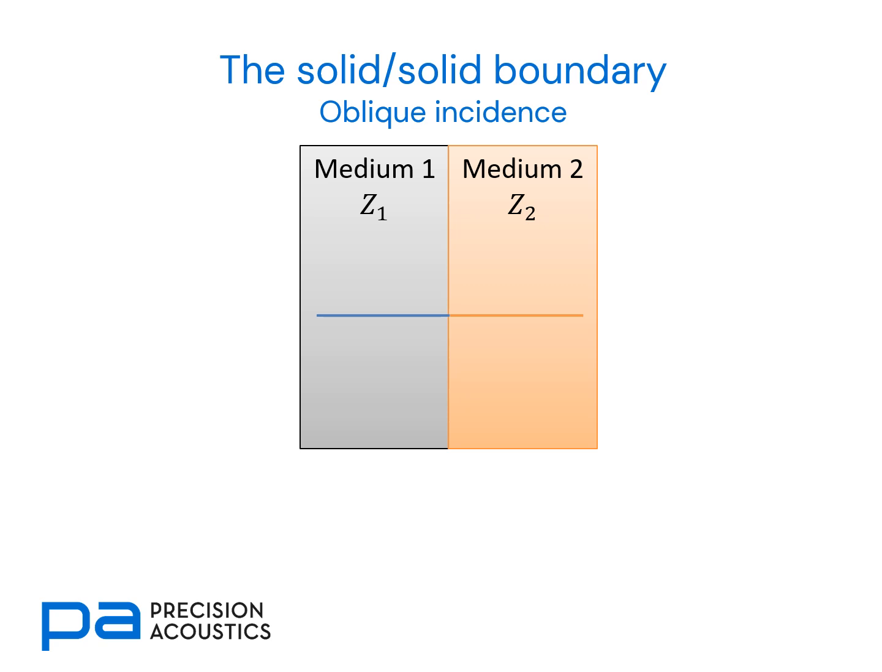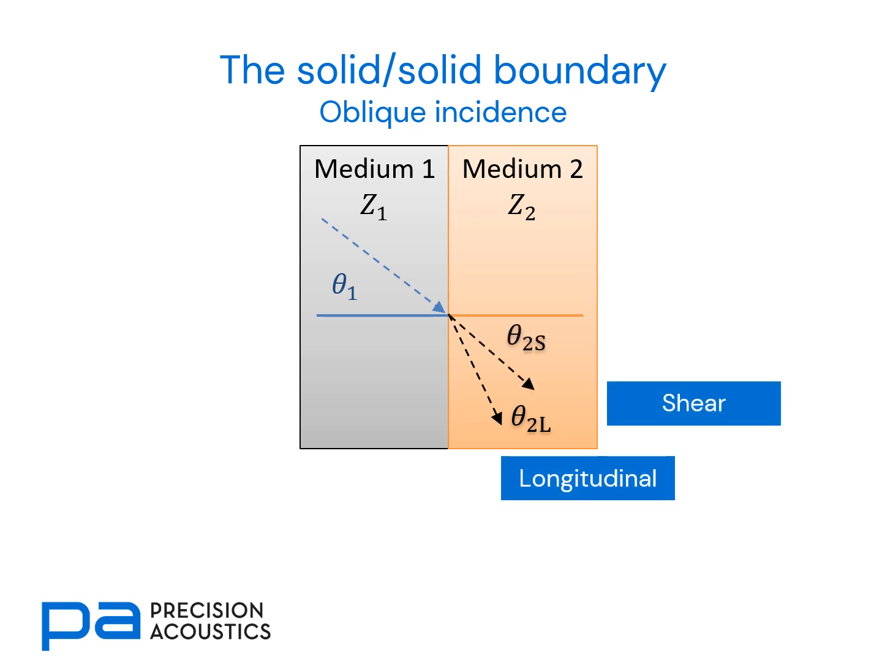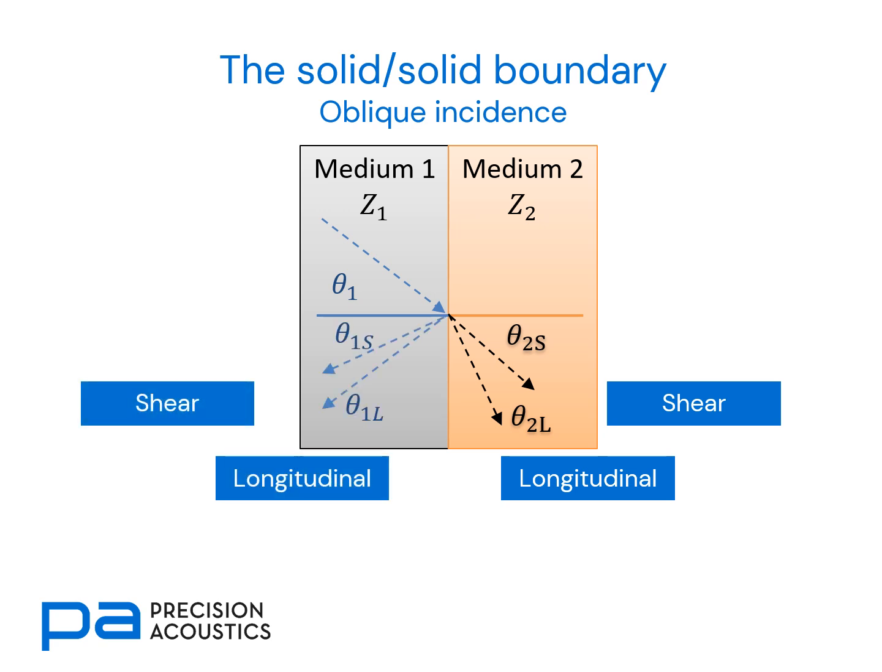Our final case to consider is a solid-solid boundary at oblique incidence. As previously, we have an incident longitudinal wave at angle θ1 to the normal. And as we saw in the previous slide, there are two transmitted waves in the solid medium corresponding to the shear and longitudinal waves. However, because the incident wave is also solid, we will find there are two reflected waves, again one shear, one longitudinal. Snell's law allows us to work out the angle of all of these, as long as we know the longitudinal and shear wave speeds in both medium 1 and medium 2.